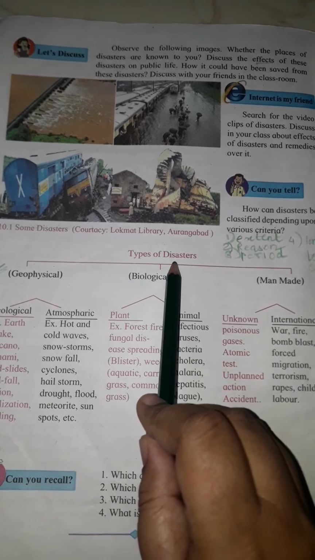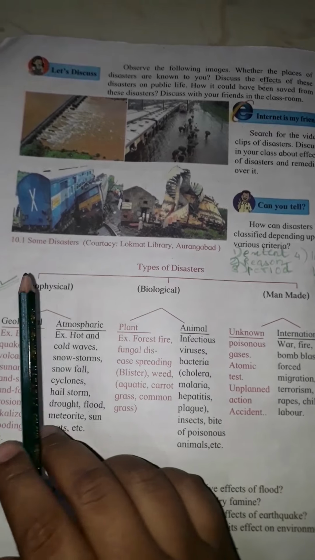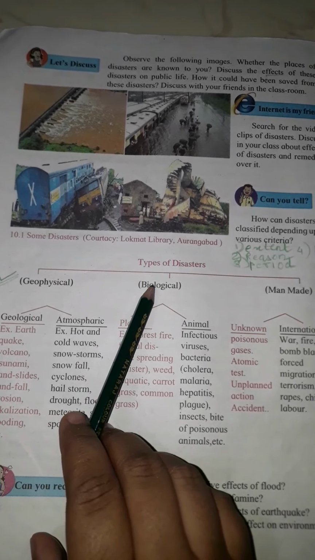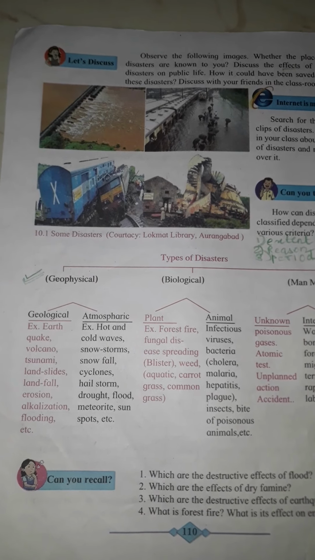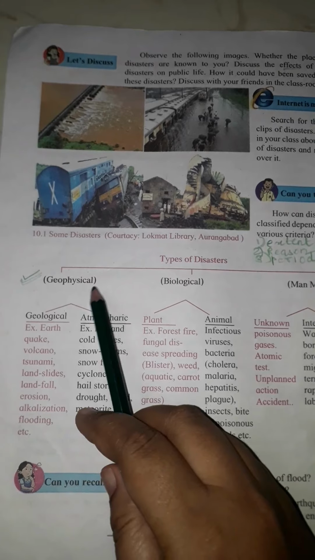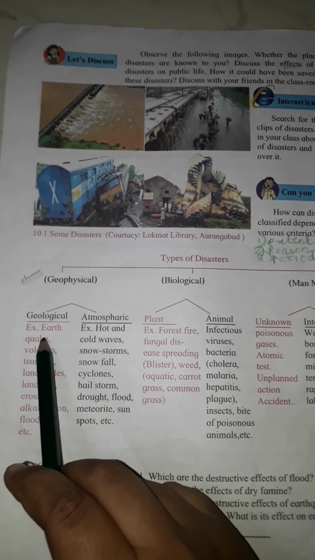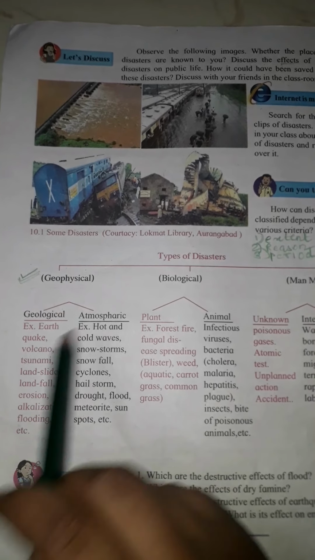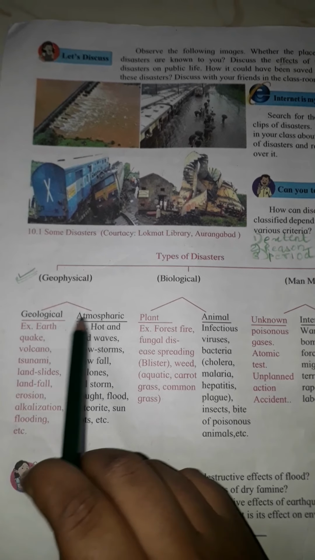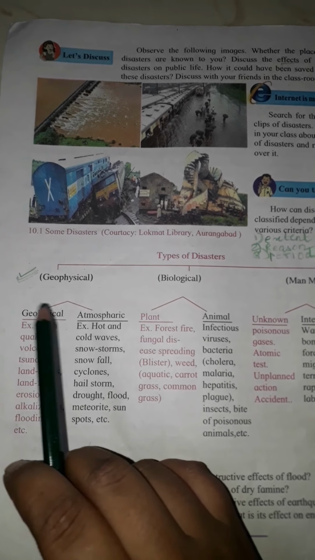So here is our next topic, that is types of disaster. According to the textbook, the disasters are classified into three categories: geophysical, biological and man-made disaster. Over here they have given a few examples of each type. Geophysical can be further classified into geological and atmospheric disaster.